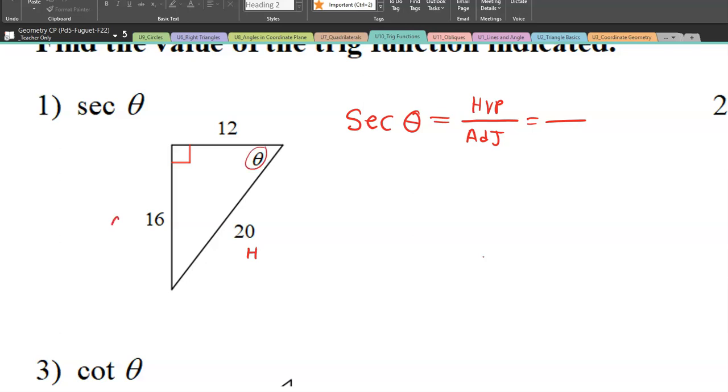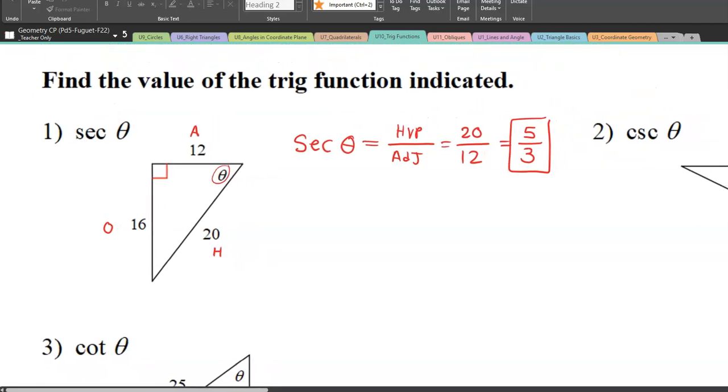Don't forget where theta is located. Opposite is 16. Adjacent is 12. So in this case, my answer would just become 20 over 12. That does simplify, however, because 20 and 12 both go into 4. So this would end up becoming 5/3 as the simplified fraction.